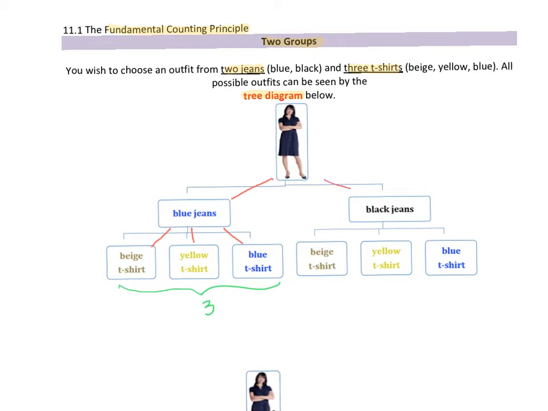Now let's say that you chose the black jeans. Then you can choose to pair the black jeans with a beige t-shirt, that's one outfit, the yellow t-shirt, another outfit, or the blue t-shirt, which would be your other option. And that gives you 3 possibilities. So all you have to do is simply add these to get a total of 6 possible outfits. If you have a tree diagram, all you really have to do is just count the bottom 1, 2, 3, 4, 5, 6 to get the 6 possible outfits.